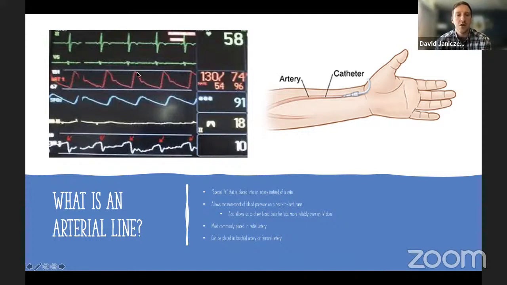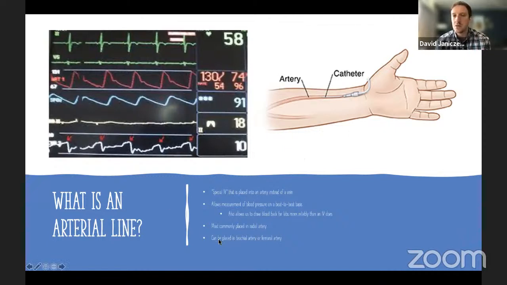And so we can look at this waveform throughout the procedure as it's continuously being given to us. And we can tell, okay, maybe his blood pressure is dropping. And so before we even see the number, we can see what the waveform looks like, and we can react much quicker to his dropping pressure if that is the case.